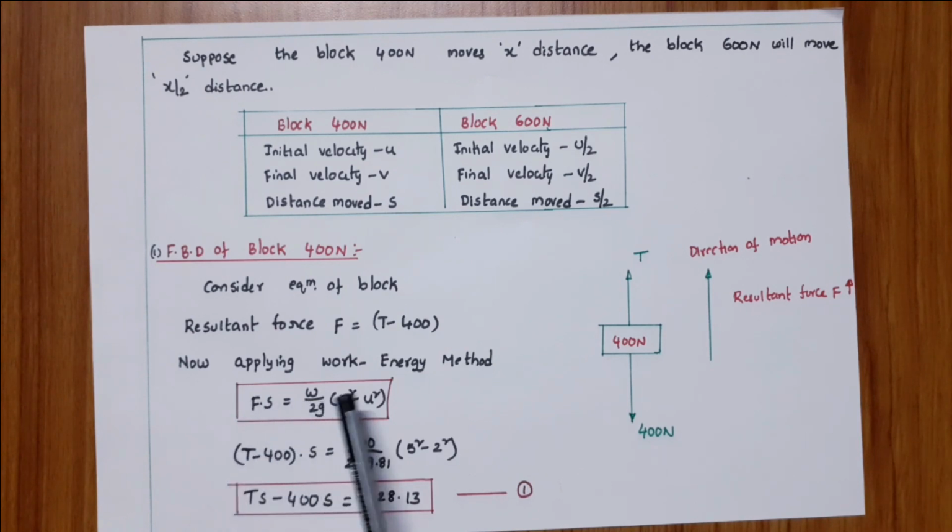Now applying the work energy method, F into S equal to W by 2g into V square minus U square. So F equal to T minus 400, W equal to 400, g is 9.81, V is 5, U is 2. Now multiplying with S, Ts minus 400S is equal to 428.13. This is equation number 1.